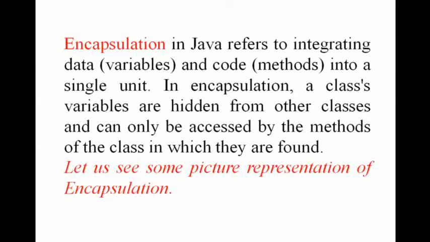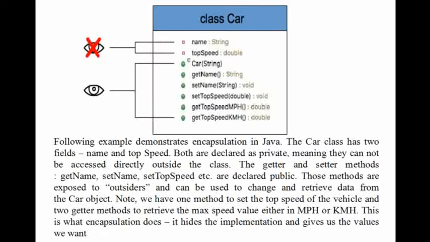Encapsulation in Java refers to integrating data and methods into a single unit. Data are also called variables and methods are called code. In encapsulation, a class's variables are hidden from other classes and can only be accessed by the methods of the class in which they are found. Let us see some picture representation of encapsulation.